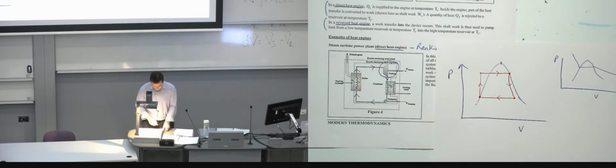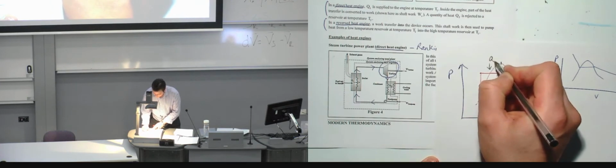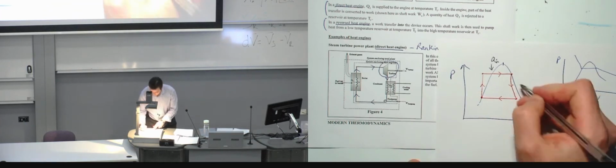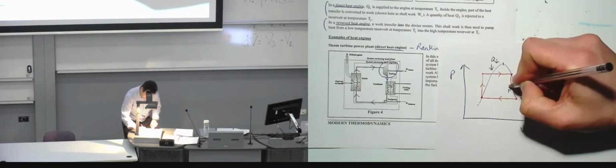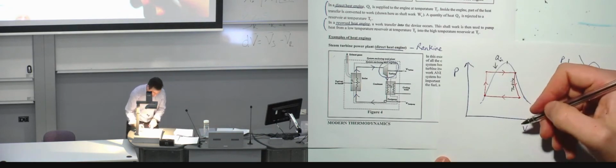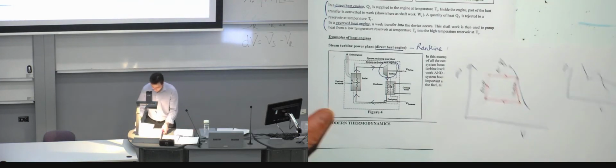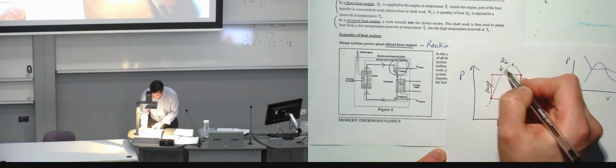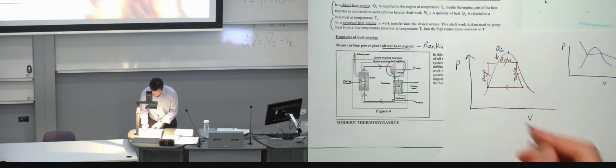But what happens really in the cycle is that here, this is where we have the Q in, and this is actually where we have the turbine. Sorry, it's not the turbine, this is the turbine. When you're looking at PV or TS diagram, the order of these components will change. That's why sometimes it gets quite confusing. So this is the pump. This is the turbine. In this example, this is the boiler. And this is the condenser.